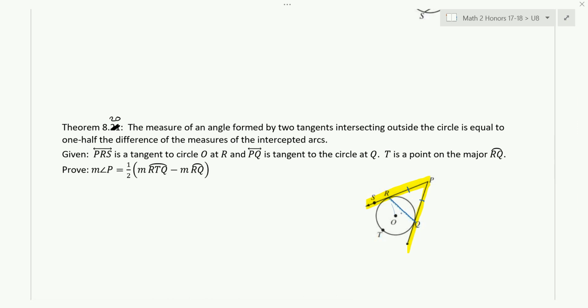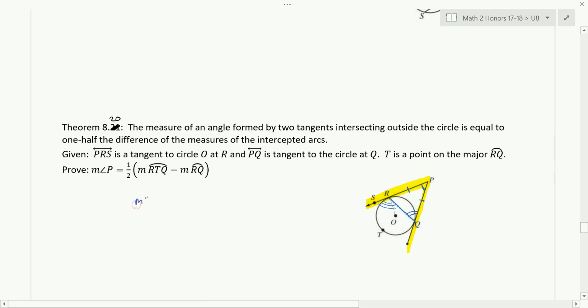Also, what's interesting here is if we look at arcs, if you look at the minor arc RQ and the major arc RTQ, what do you know about those? They both add up to 360, right? And so that's another thing that we can use in our proof if we wanted to. What I'm going to do, though, is use the exterior angle theorem. I'm going to work with angle P and angle PQR. And the exterior angle that's equal to the sum of those two angles would be the angle SRQ. So that's what I'm going to start with.